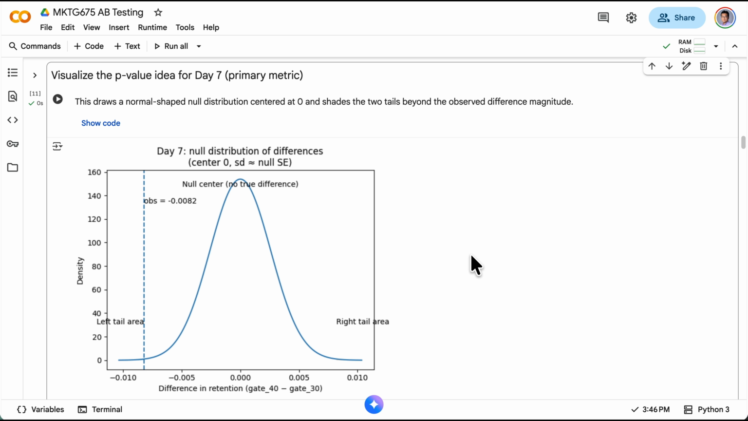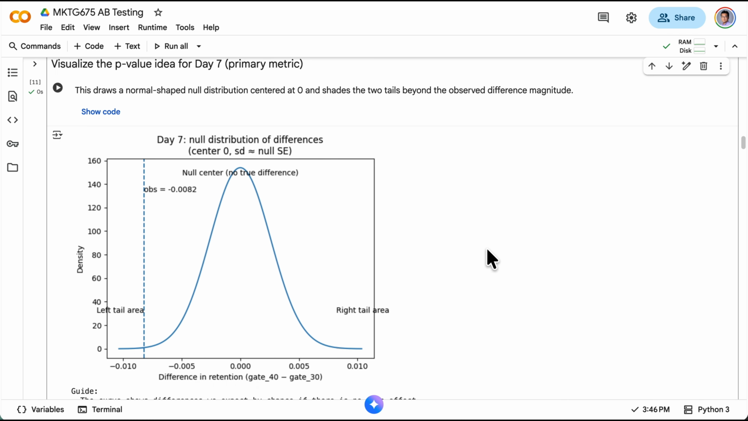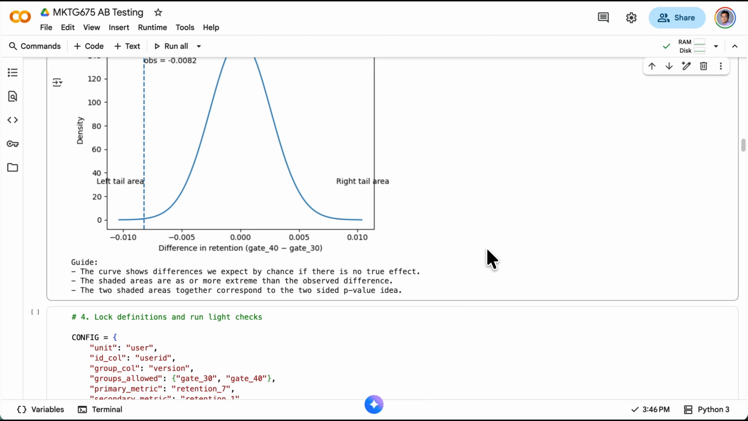If we shade both tails beyond the absolute value of this observed difference, those shaded regions represent outcomes that are as extreme or more extreme than what we saw. When we add up the probability mass in those two tails, we get the two-sided p-value. So this picture is the key idea. P-value is the chance, under no true difference, of landing in those extreme tail areas, or even further out than our observed gap.